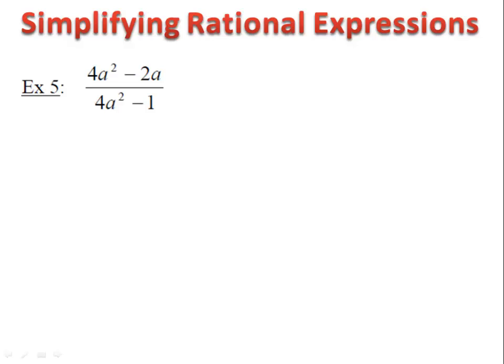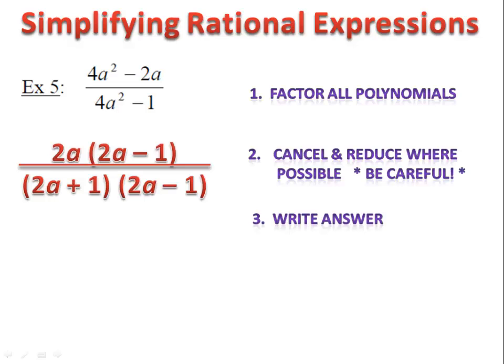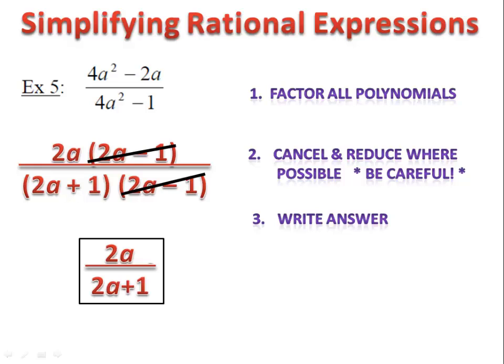Now let's jump ahead to example 5. This one is for you to try. Begin by factoring, then cancel things that are identical. Finally, once you do that, state your fraction in simplest form. Please pause the video here. Let's see how you did. We began by factoring, and then we canceled things that were identical. That gives us 2a over 2a plus 1. And that's how you simplify rational expressions.